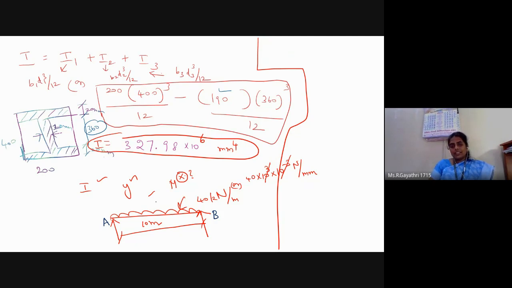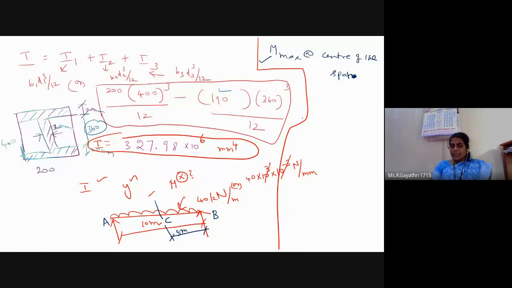Okay, this is the UDL over the entire span. The maximum bending moment is at the center of the span, at mid span. Mid span is C. The distance between C and B is 5 meter, from A also 5 meter. A to C 5 meter, C to B 5 meter.